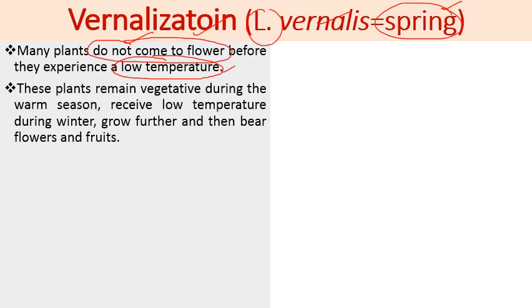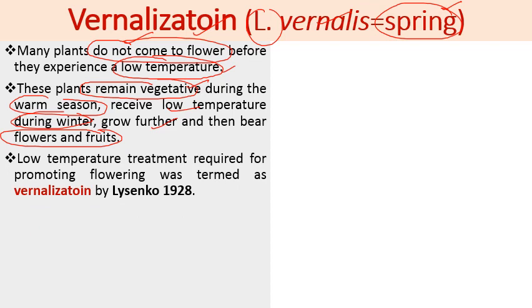These plants remain vegetative during the warm season, receive low temperature during winters, grow further, and then they bear flowers and fruits. If they are not provided with this low temperature requirement, they will continuously grow in the vegetative stage. In winters, these plants receive that requirement of low temperature, and after that they will bear flowers and fruits. So this requirement of low temperature to initiate flowering is known as vernalization.